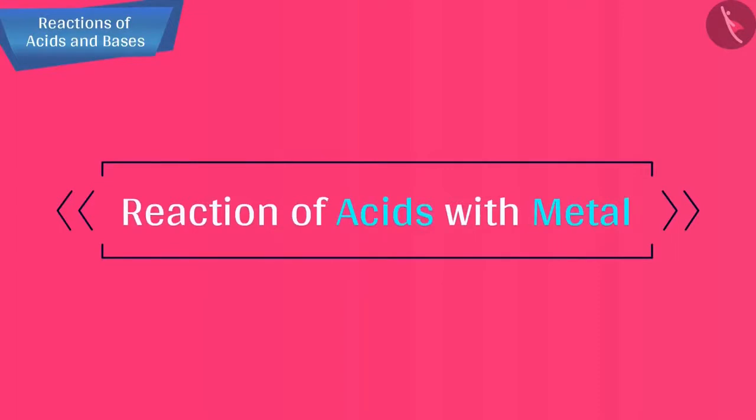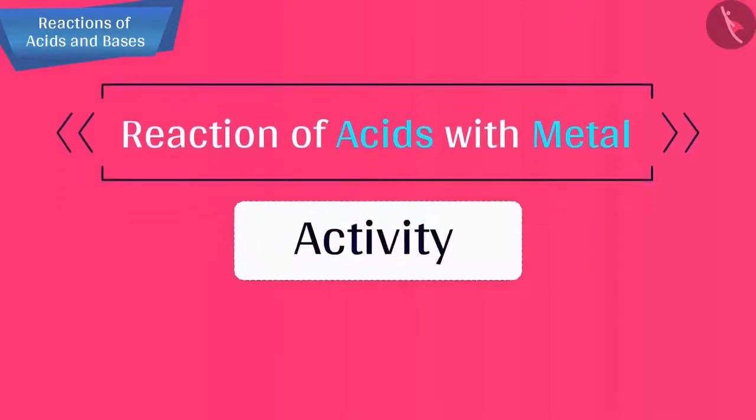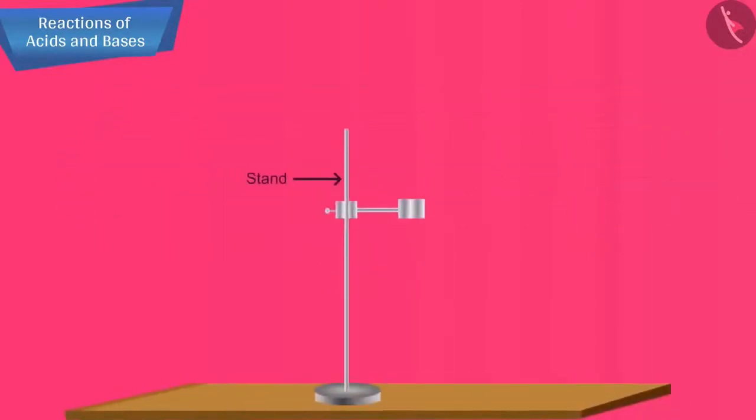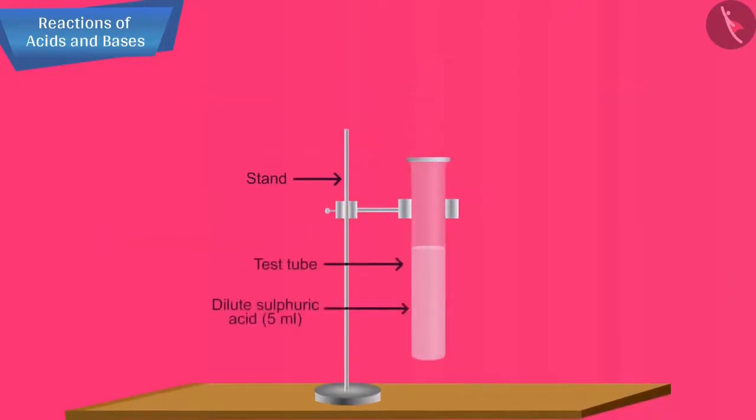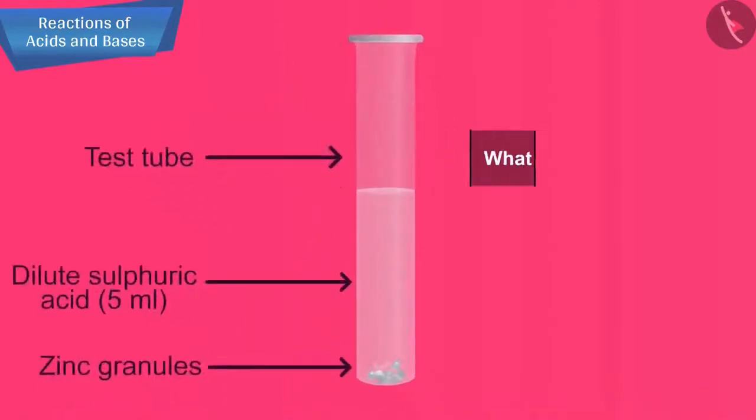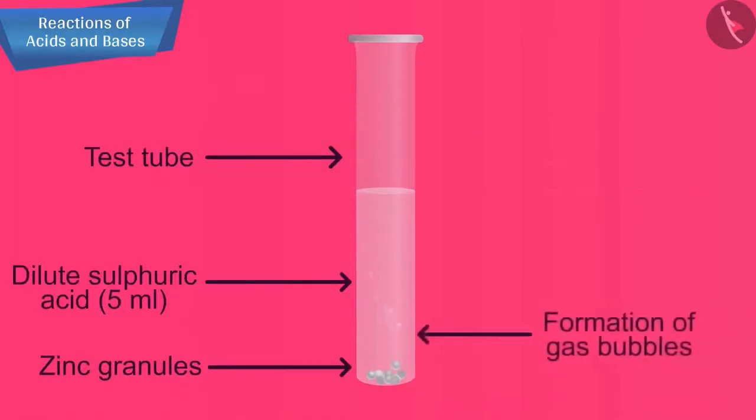Let's see how a metal reacts with acids with the help of an activity. Set the apparatus as shown in the figure. Take about 5 ml of dilute sulfuric acid in a test tube and add a few pieces of zinc granules to it. What do you observe on the surface of zinc granules? You will observe the formation of gas bubbles on the surface of zinc granules.